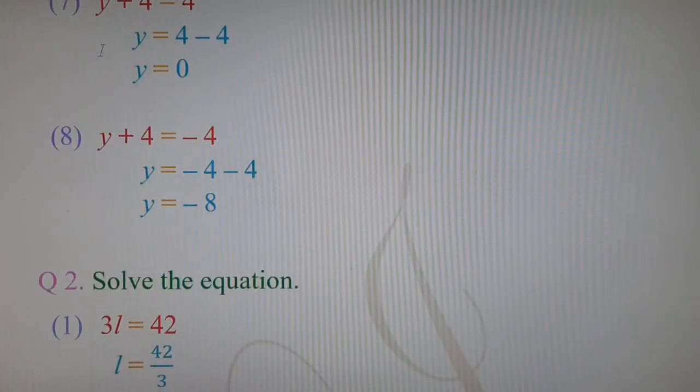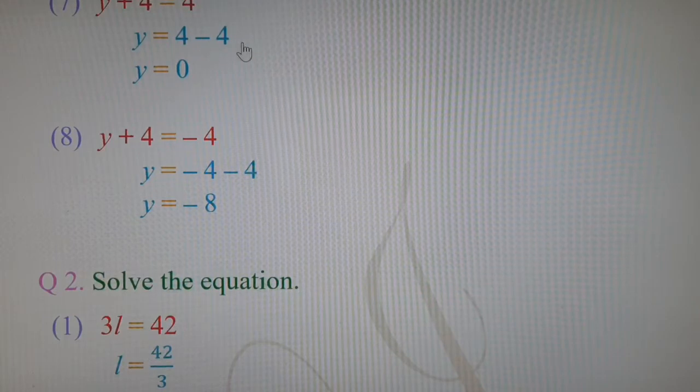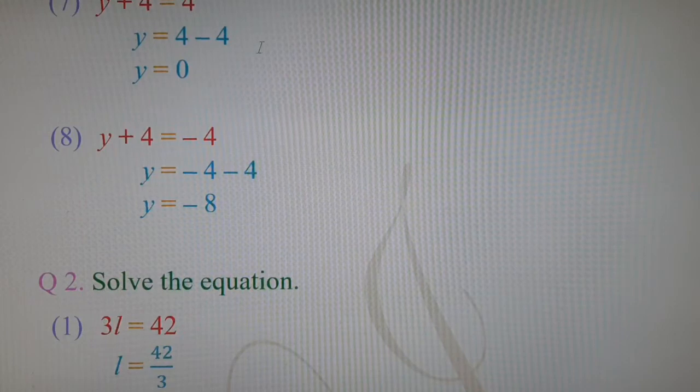Let's go to the seventh sum. y plus 4 is equal to 4. Here the variable y has to be kept alone, because we have to find the value of y. So plus 4 will be transferred from the left hand side to the right hand side. Plus 4 will become minus 4 when we use the transpose rule. In the transpose rule, we use the opposite rule. Opposite of addition is subtraction. So plus 4, when it is moved from the left hand side to the right hand side, will become minus 4.